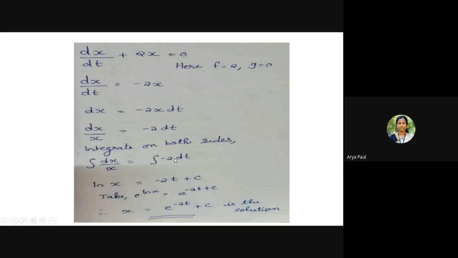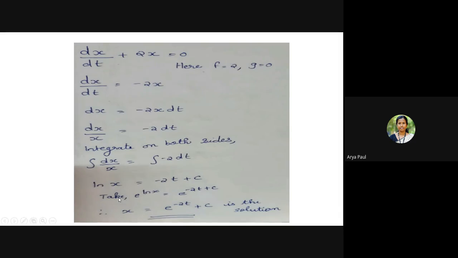The integral of 1 is t, since you are integrating with respect to t. So minus 2 into the integral of 1 is minus 2t. Minus 2 is a constant. Plus, again you have a constant term because you are doing the integration, so you get a constant c. So ln x, or log x, is equal to minus 2 times t plus c, where c is a constant.